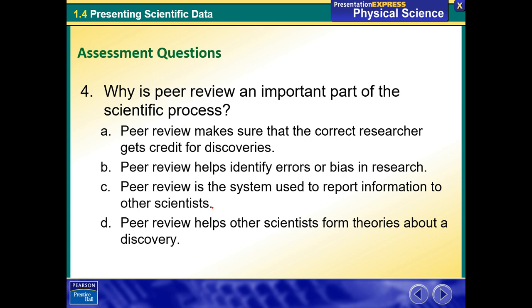And 4, why is peer review an important part of the scientific process? A, peer review makes sure that the correct researcher gets credit for discoveries. B, peer review helps identify errors or bias in research. C, peer review is a system used to report information to other scientists. Or D, peer review helps other scientists form theories about a discovery. If you said B, you are correct.